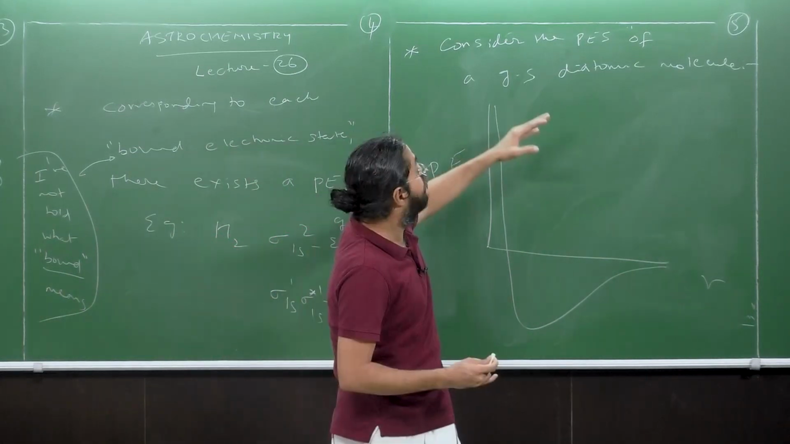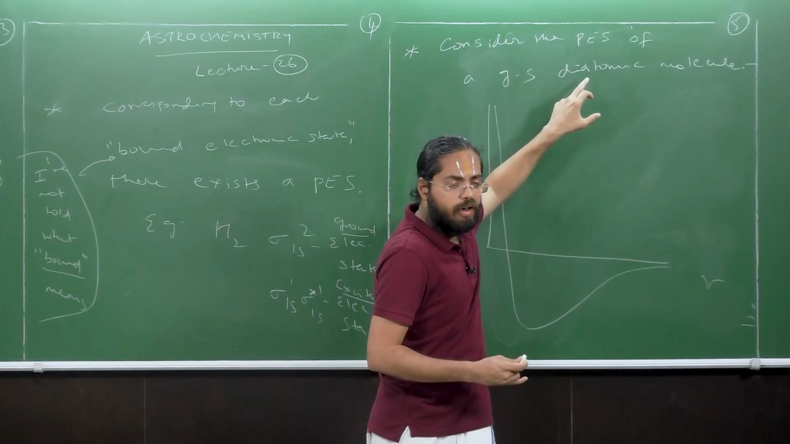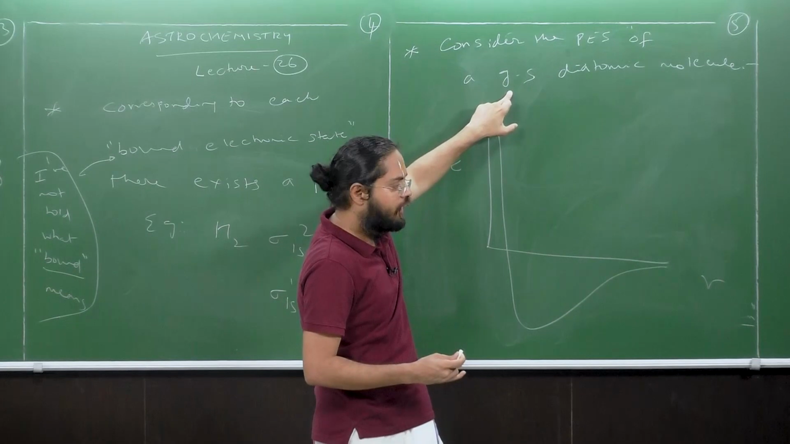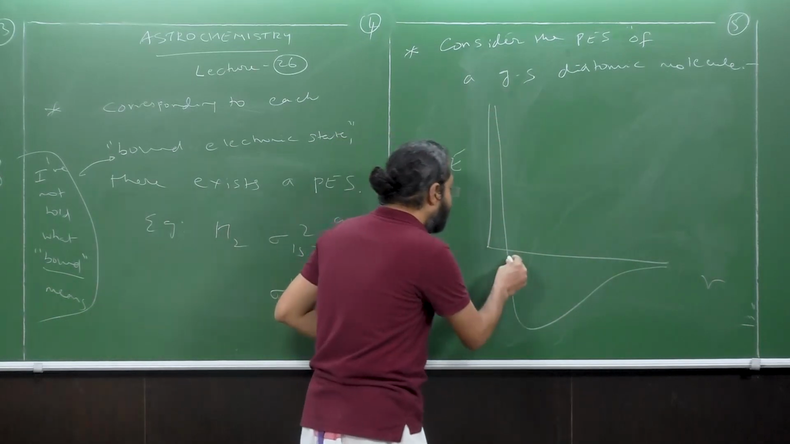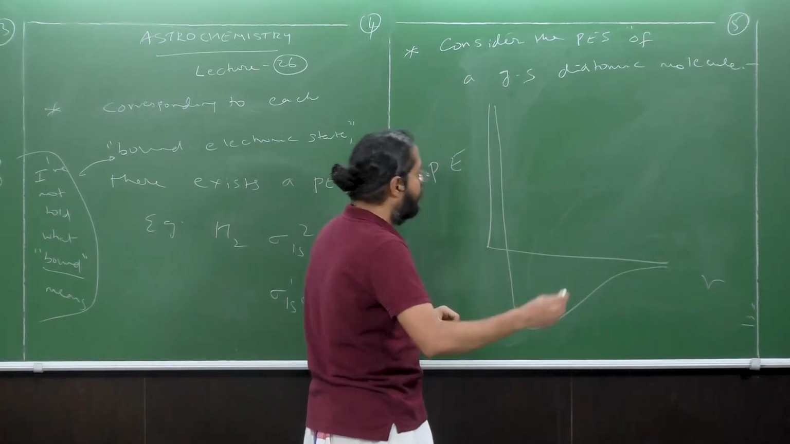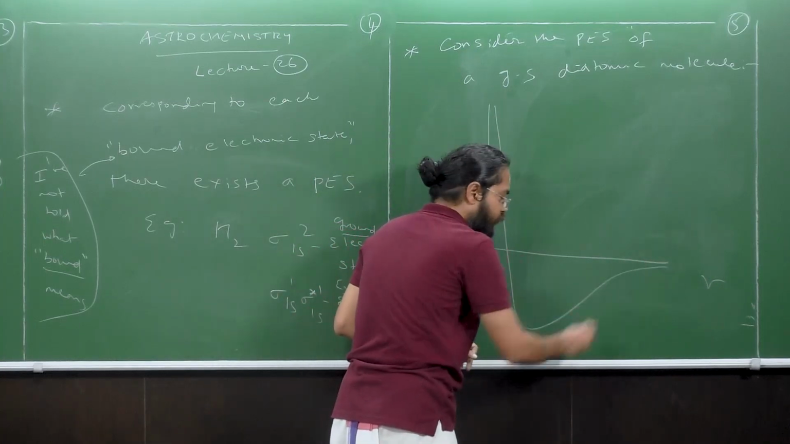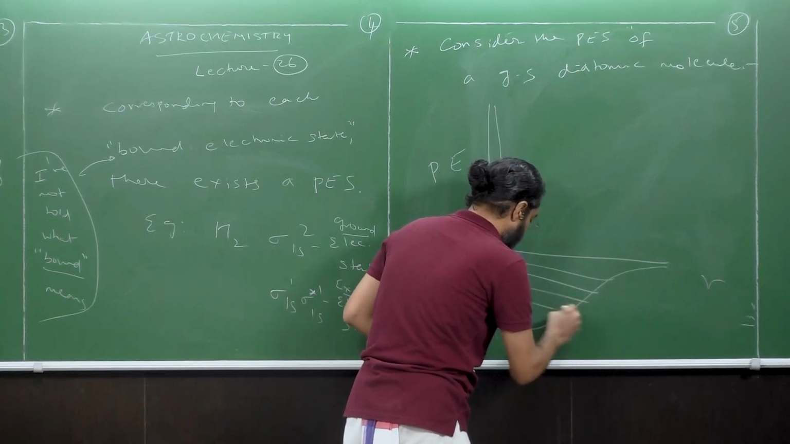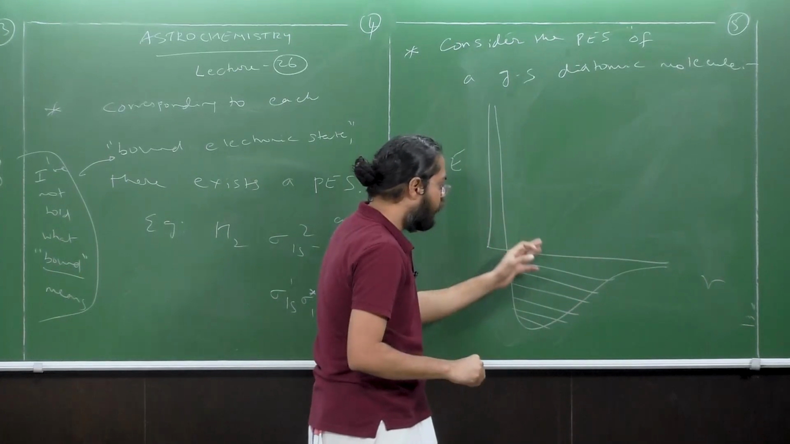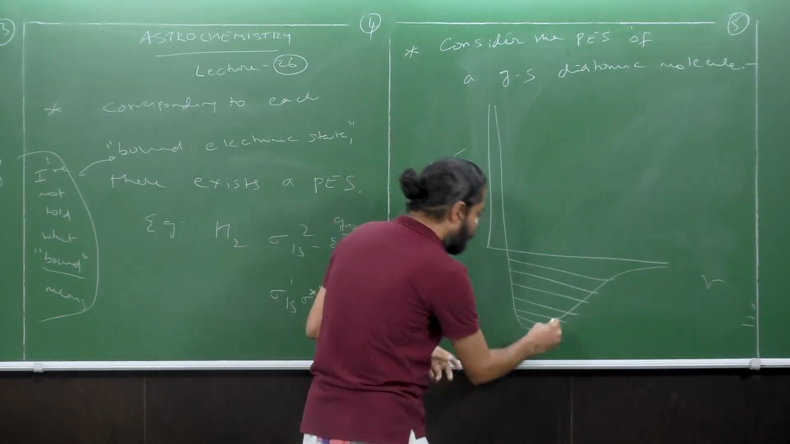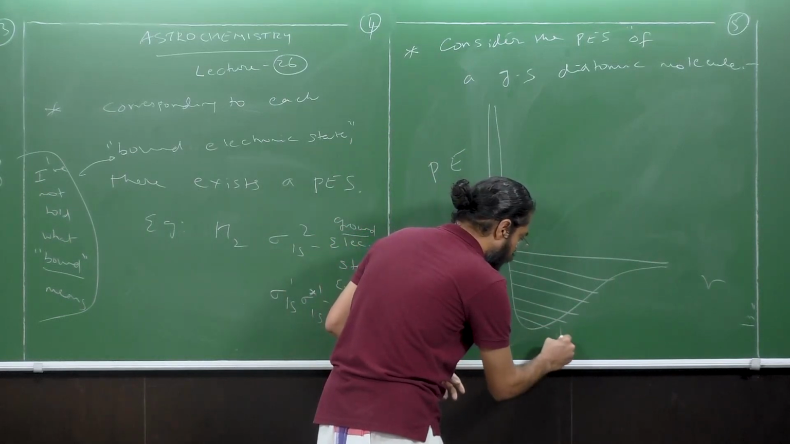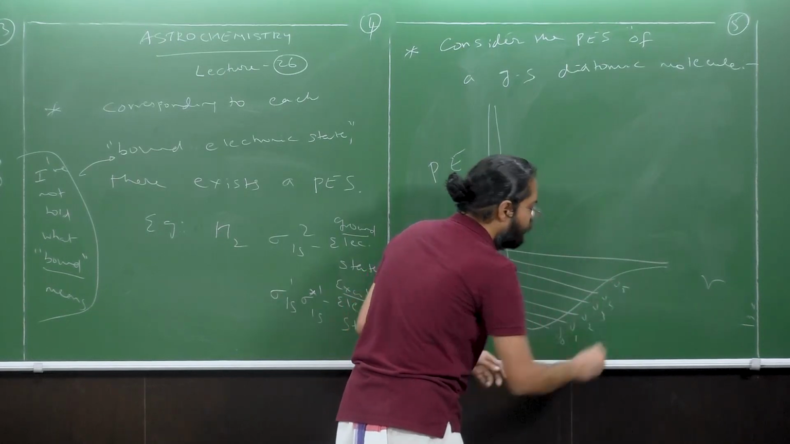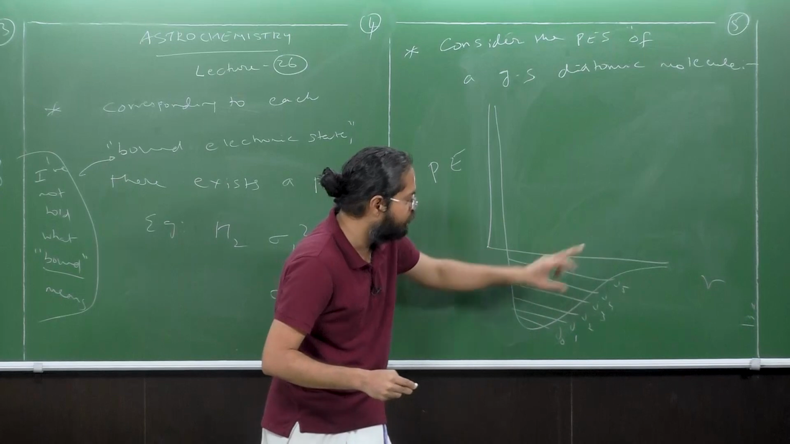So therefore, the PES of any electronic state of a diatomic molecule, especially if you consider a ground state, there are going to be several vibrational and rotational levels. Let's say that this is one electronic state. Within this, there are going to be lots of vibrational states, okay? Let's just call these nu0, nu1, nu2, nu3, nu4, nu5, etc.